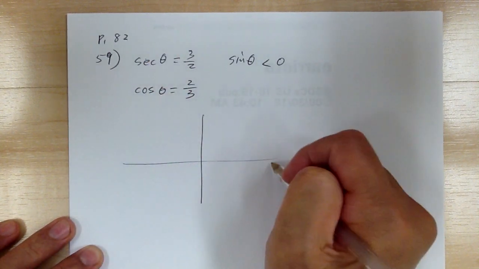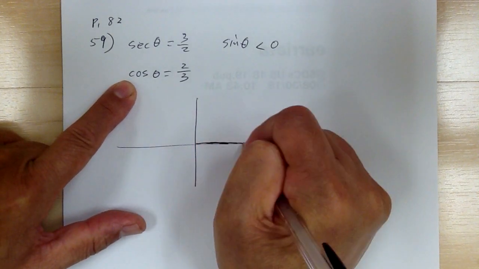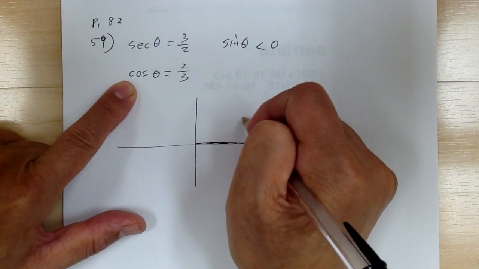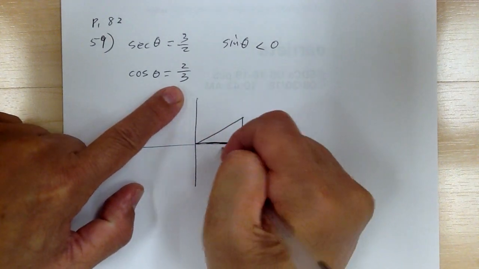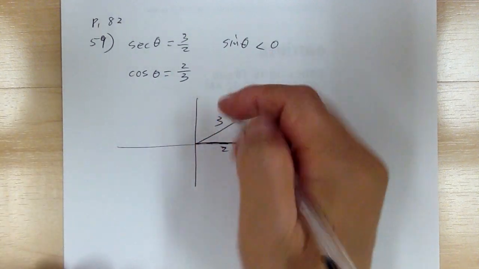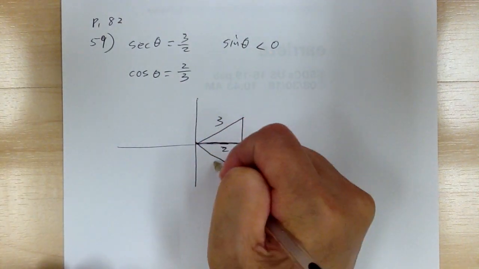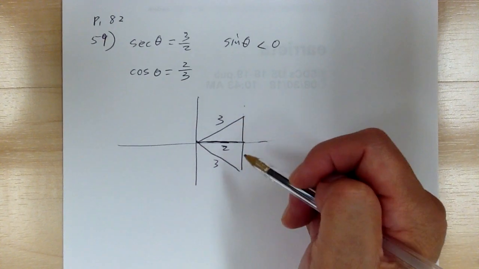So I'm going to draw this. Cosine is horizontal, and it's positive, so it would be over here. I'm going to draw that. This would be 2 over 3, and here's another possibility right over here. So there are 2 possibilities, quadrant 1 and quadrant 4.